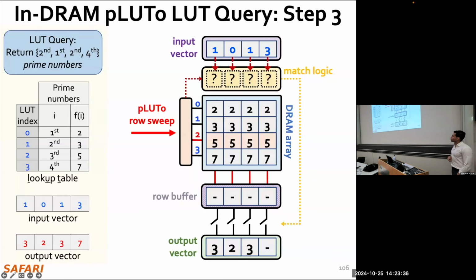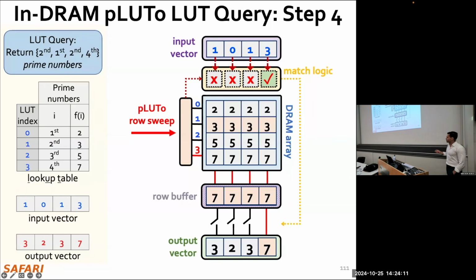Then I move to the next row, row 2. The data is copied to the local row buffer. I have no match in my input vector, so I'm not querying the third prime number in my lookup table query. And then I finally move to the last one, the fourth row, index 3. And then I'm going to have a match in the last position of my input vector. So in the end, I have in my output vector the result of my lookup table query here.